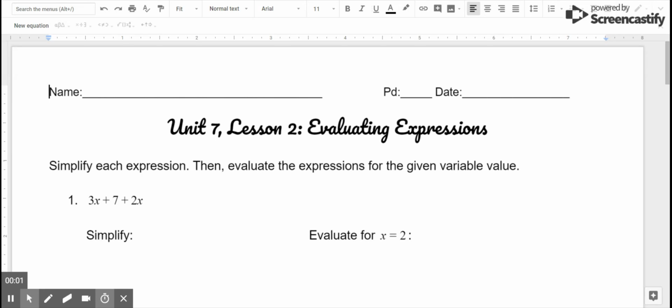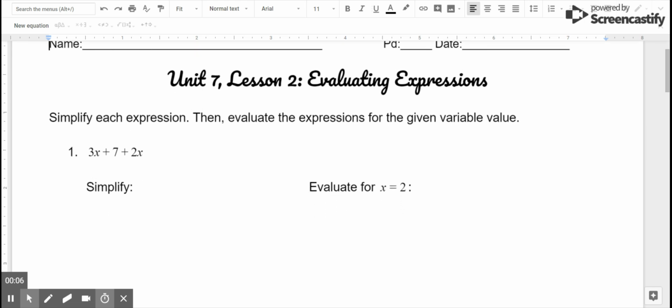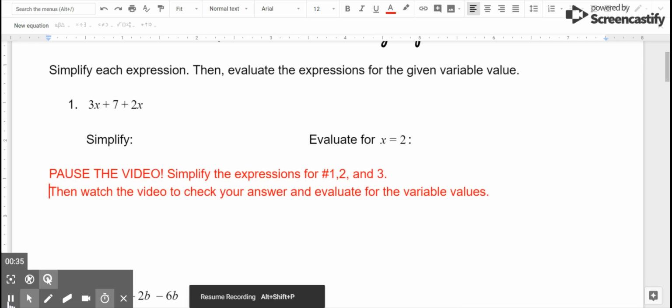This video lesson explains how to evaluate expressions. For the front side of this worksheet, your instructions are to simplify each expression, then evaluate the expressions for the given variable value. You've already learned how to simplify expressions, so please pause the video right now and simplify number 1, 2, and 3. When you're done, come back and we'll check your answers and then evaluate for the given values. So please pause the video right now and simplify the problems for number 1, 2, and 3.